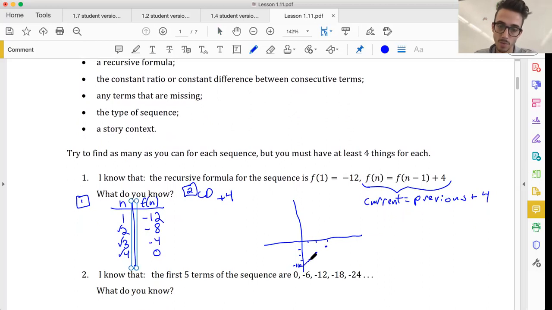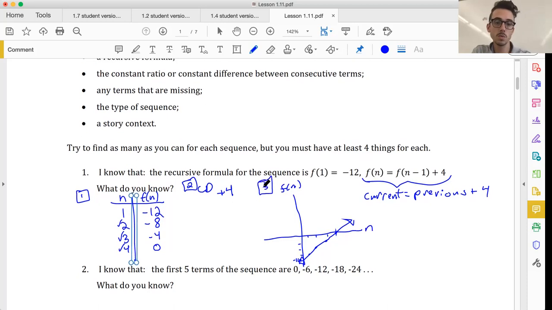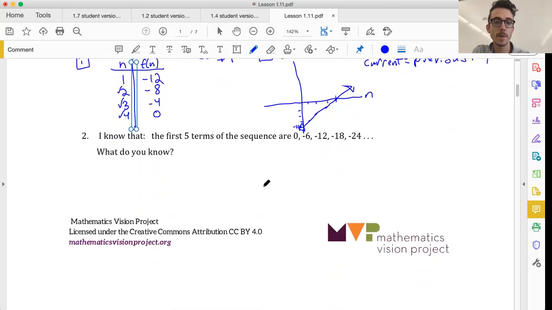Not the best graph in the world, but it's all right. And we see that when x is, or n is 4, it intersects on the x-axis. So this is n, f of n, or if you want to use x and y, that's cool too. So we got a graph and we got some of those points, and all right, cool. I'm sure you could say some more things about that.